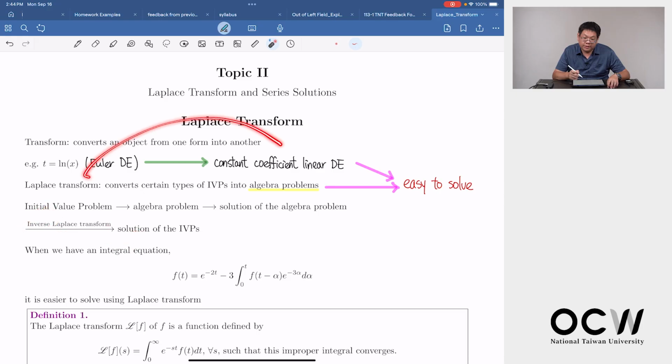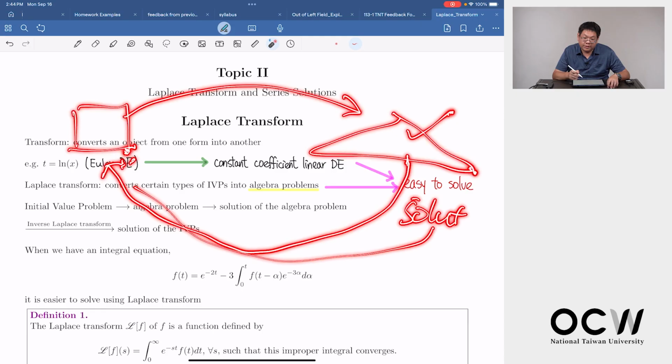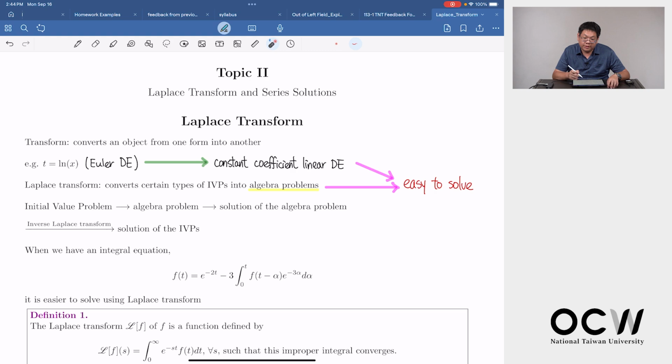Okay, so we convert to another form, and then we convert it back, do the inverse, then we get the solution. So maybe first in this field, it's really hard to find the solution. Then we convert it to another field. From this field, we get the solution easily. And to get the solution, we then convert it back to the original form. That is the Laplace transform.